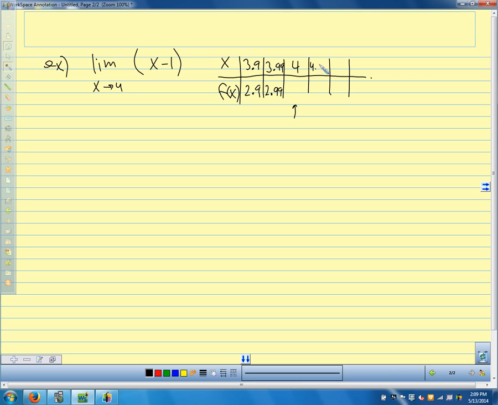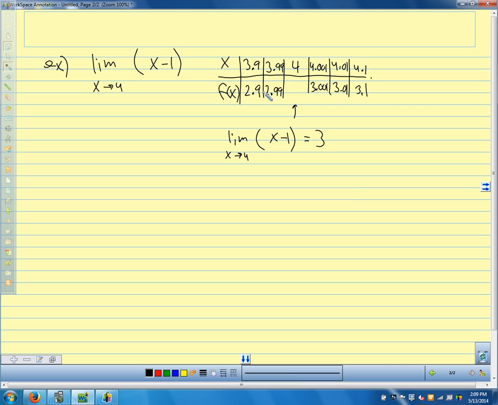Let's go to the other side of 4. So 4.001, and f, when we plug that in, we get 3.001. And when x is 4.01, we get 3.01. And finally 4.1, 3.1. So looking at this table, what is f getting close to as x gets close to 4? 3. As x gets closer and closer to 4, f is getting closer and closer to 3. So we say the limit as x approaches 4 of x minus 1 equals 3.